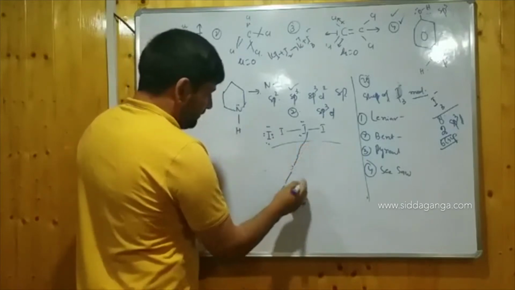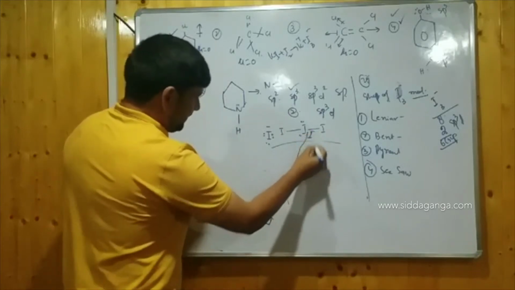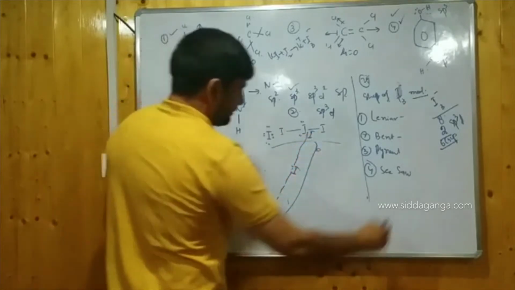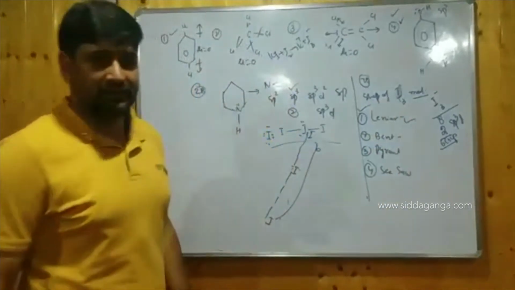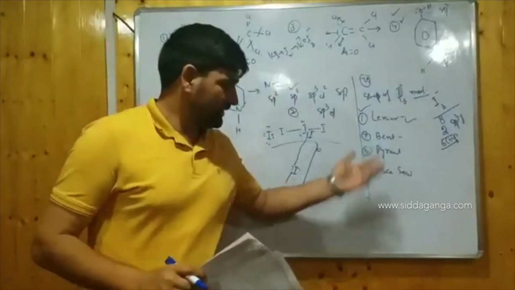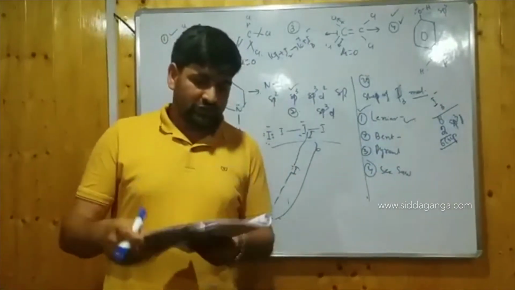Have a look. What is this one? Iodine. What is this one now? Iodine. What is this one now? Iodine. Tell me the shape of the molecule. It is linear. So the correct option will be option 1. It will be linear. Clear, children? Did you get it? Very good. Yes. Next question.